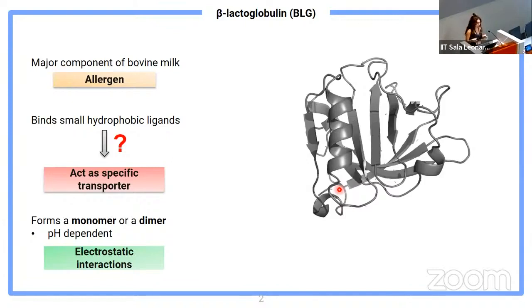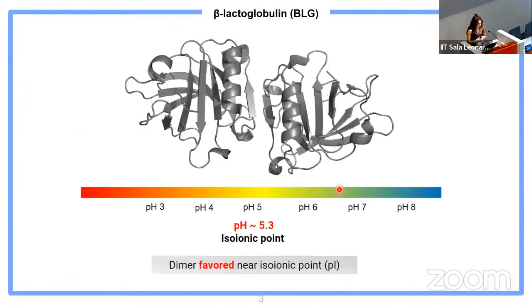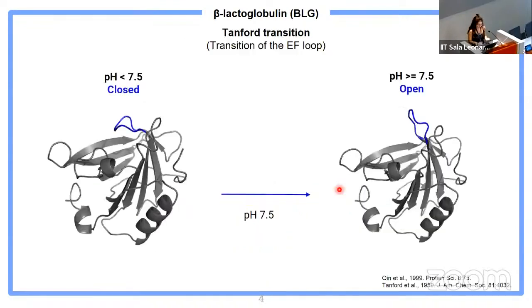It can also form mainly a monomer or a dimer in a pH-dependent way, and this association is by electrostatic interactions. This monomer-dimer equilibrium is affected by several factors, such as the protein concentration, the ionic strength, and, being one of them, the pH. At around pH 5.3, its isoionic point, it is known that the dimerization is favored near this isoionic point.